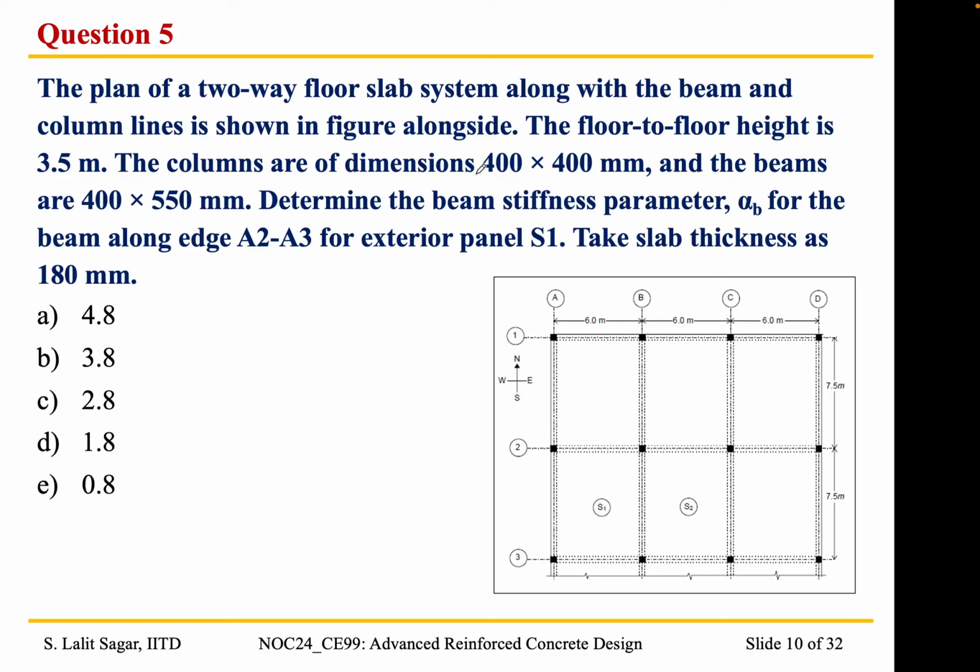So I think we are starting with this numerical on the direct design method now. Kindly take 2 minutes and let me know what would be the right answer. So we need to determine the beam stiffness parameter alpha b. Okay, so I will start solving with you, then I will provide you hints as we go along.